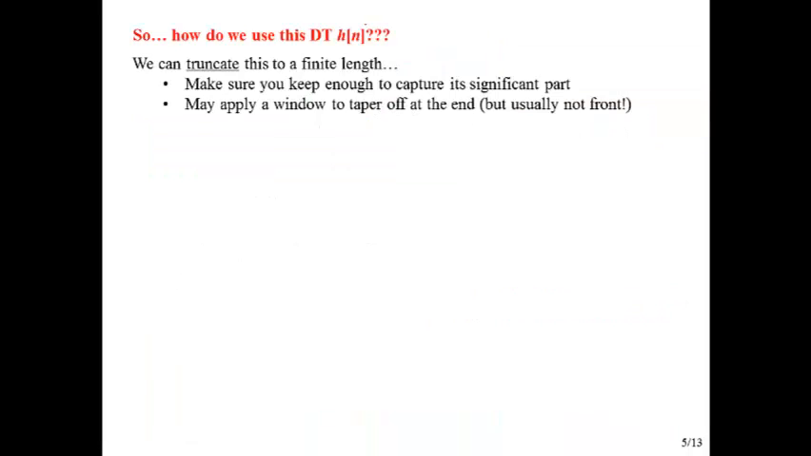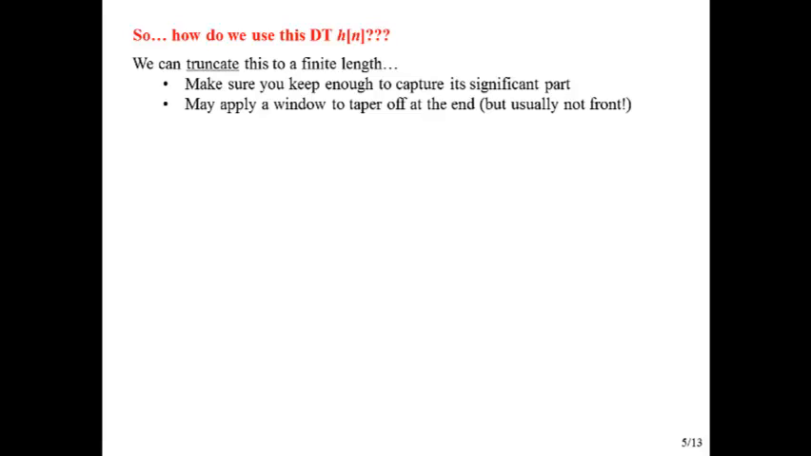So how do we use this discrete time h of n? Well, in principle, continuous time systems are more than likely to have infinitely long impulse responses. So we're going to have to truncate this thing to some sort of finite length. But what we want to do is make sure that we capture its significant part. So we'd want to look at this, see what it looks like on a plot, make sure we capture enough of it. And as in most engineering things, how do we know what is significant and what isn't significant? Well, sometimes you just have to play around with it and see.